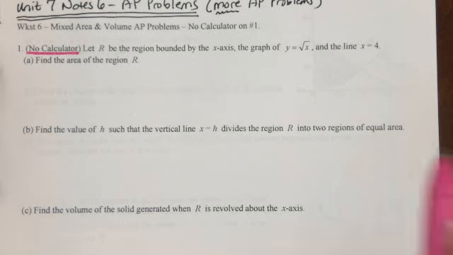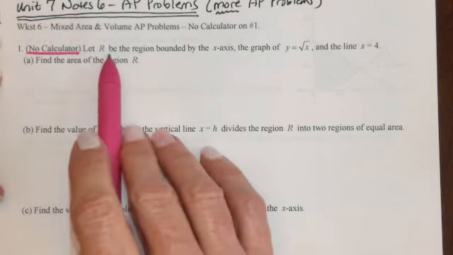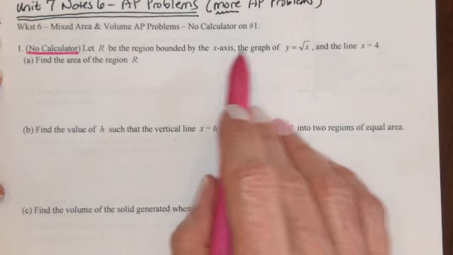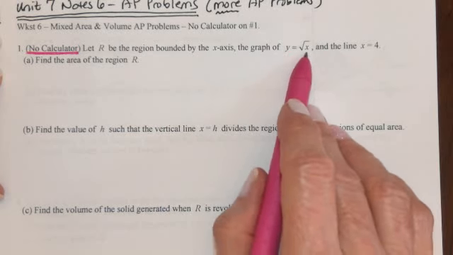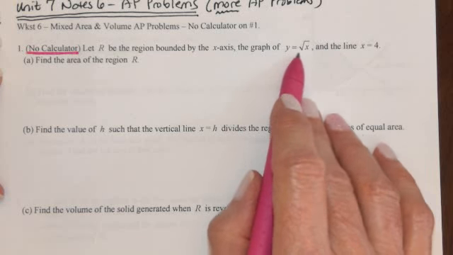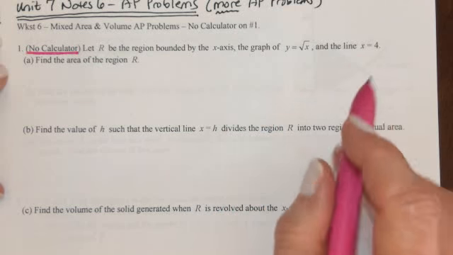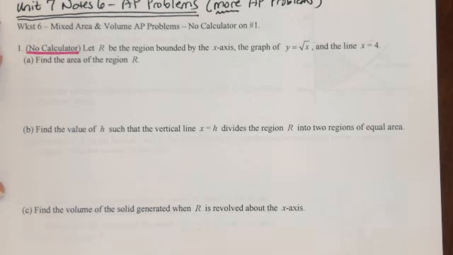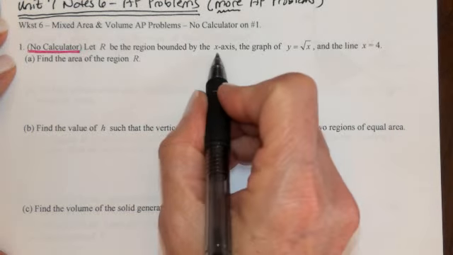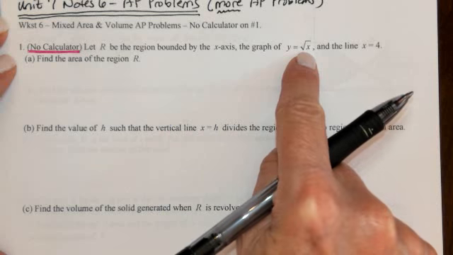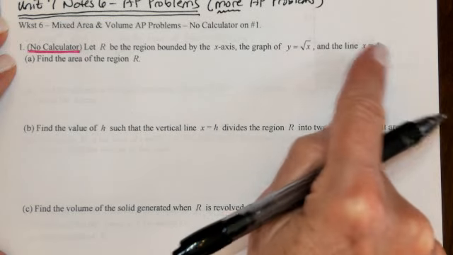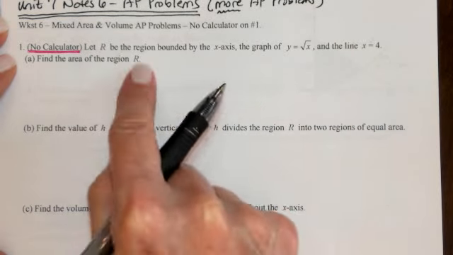All right. So in number 1 here, it says, let R be the region bounded by the x-axis, the graph of y equals the square root of x, and the line x equals 4. You should know what those look like. So I'm going to begin by drawing a little sketch of this graph. We have the x-axis, a square root, which is in the first quadrant, and the line x equals 4, which is a vertical line.